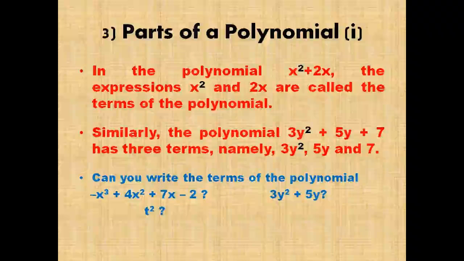So the parts of the polynomial: one is terms. In the terms, there are two kinds, variable and coefficient.